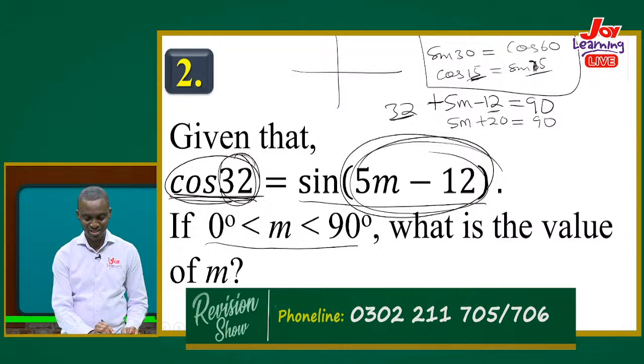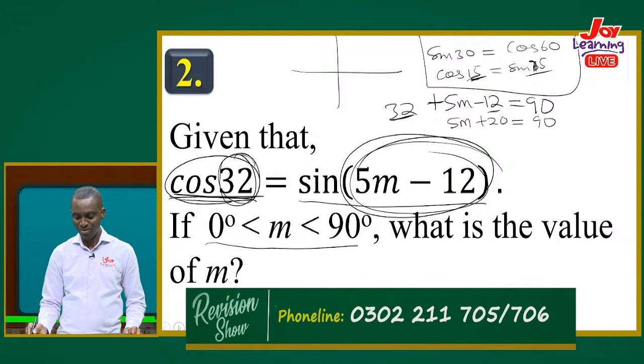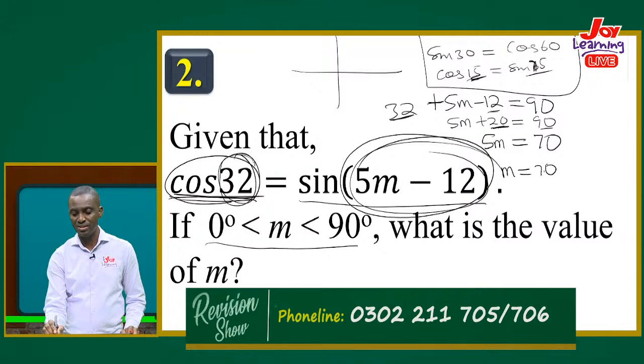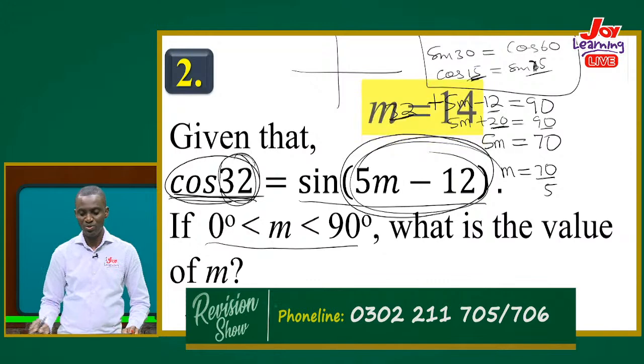All right, so Miracle had it right by saying the answer is 14. And it's true that when we have 5m is equal to, now 20 moves here to subtract as 70, you're going to get 5m is equal to 70. So m becomes 70 divided by 5. And when you do that calculation, you get m to be 14. And that is why m is 14.